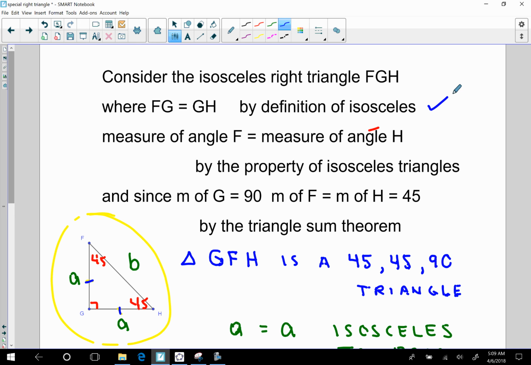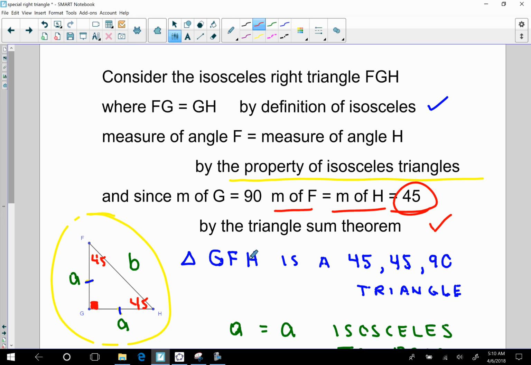That's by definition of an isosceles triangle. And the measure of angle F is going to be equal to the measure of angle H. F and H are going to be equal. Why is that true? That's a property of isosceles triangles that we studied earlier. And since the measure of G is 90, the measure of F is still going to be equal to the measure of H, but they're going to equal 45 because they have to add up to 90. Why is that true? That's true because of the Triangle Sum Theorem.